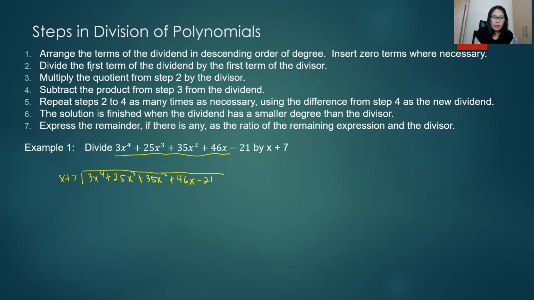So we're going to divide the first term of the dividend by the first term of the divisor. So this is 3x to the 4th divided by x. And by the law of exponents, we'll come up with 3x cubed. And then we're going to multiply the partial quotient from step 2 to the entire divisor. So we have 3x cubed times x, we have 3x to the 4th. And then 3x cubed times 7, we have 21x cubed, and then we'll perform subtraction here. So this will be canceled. So we have 4x cubed here. Bring down the remaining expressions.